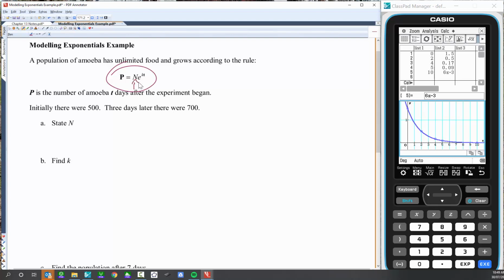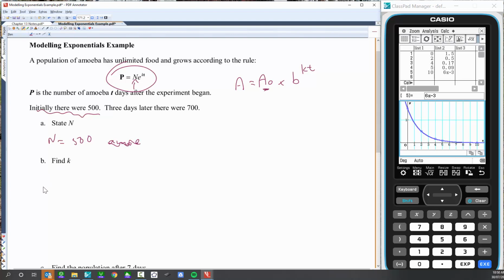Remember, this fits the basic model of A equals A0 times B to the KT, where this A0 or this n is our initial. So this tells us that initially there were 500 amoeba. Actually, state n is equal to that. Don't need the context. All right, find K. So we want the K value.